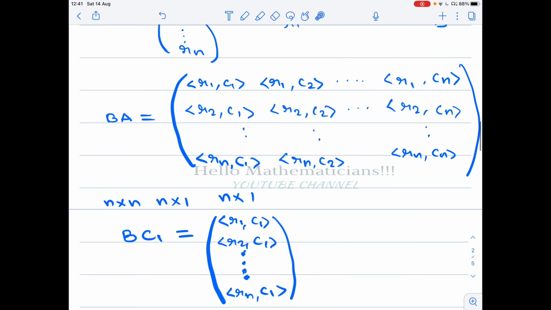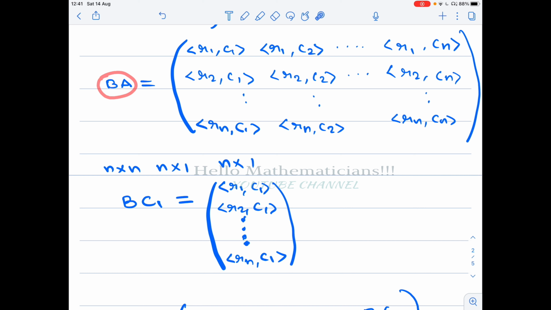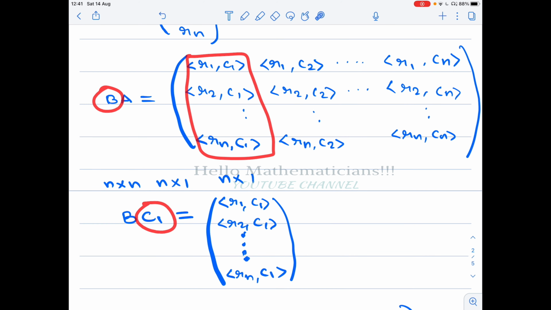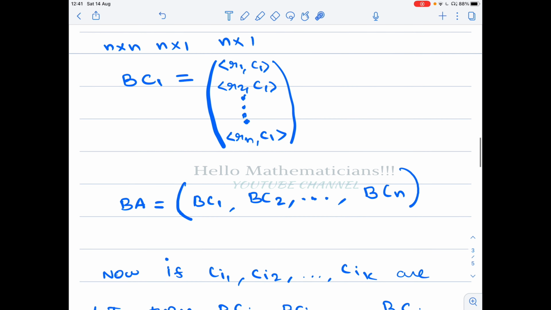So we observed that when you multiply two matrices B and A, the first column is nothing but the matrix B acting on the first column of A. Therefore, BA is nothing but the matrix B acting on the first column of A, then the second column of BA will be the second column of A acted on by the matrix B, and the last column of BA will be the last column of A acted on by the matrix B. This is what we observe.